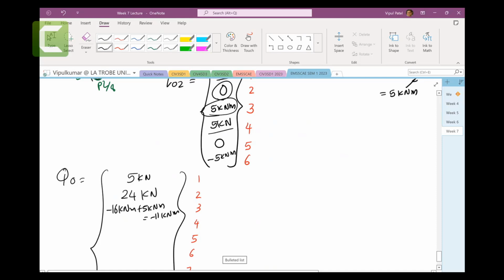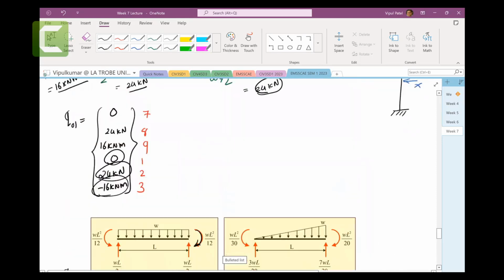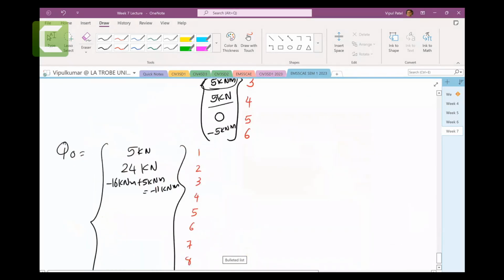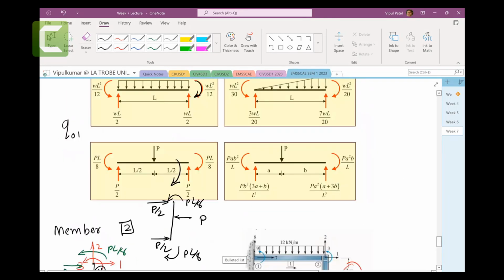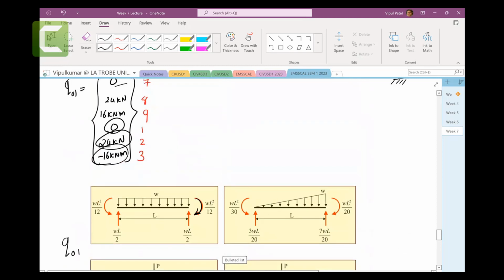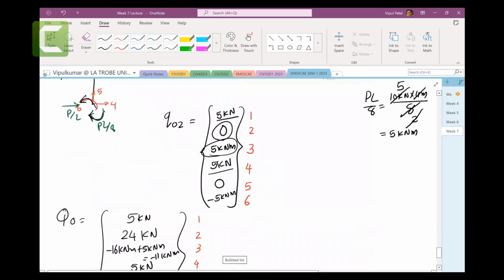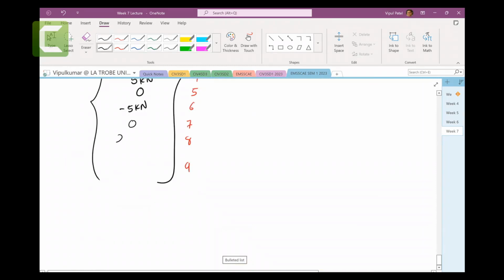Number 4, 5 kilonewtons. There is no number 4 here, so 5 kilonewtons for number 4. Number 5, there is none in the previous. Number 6, minus 5 kilonewtons. Then 7, 8, and 9: 0, 24 kilonewtons, and 16 kilonewton meters for number 9.